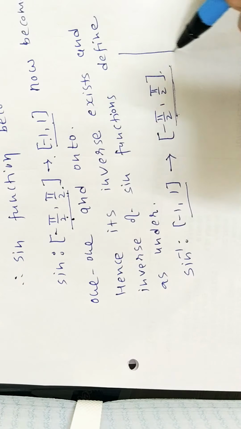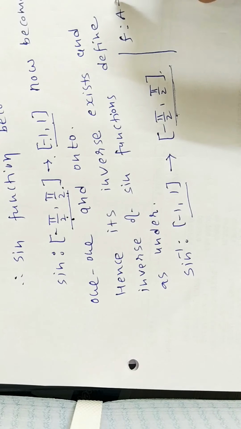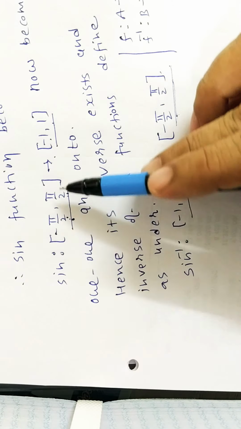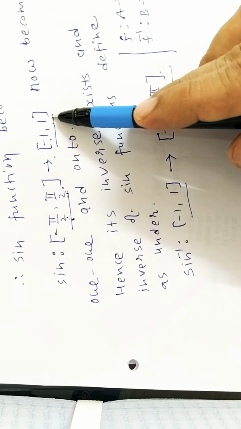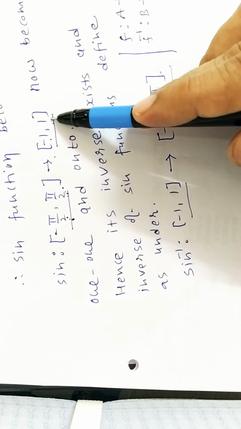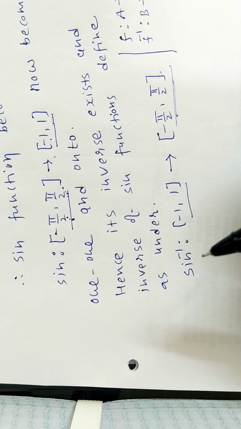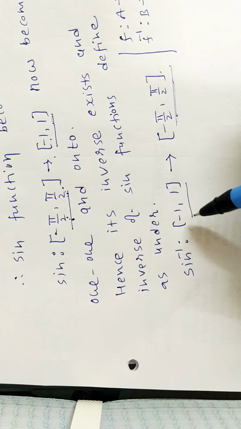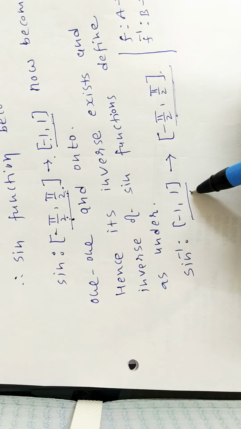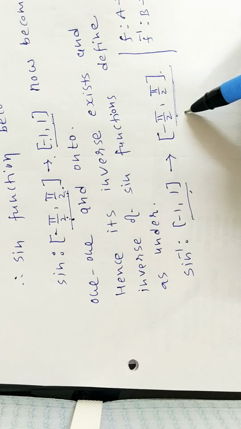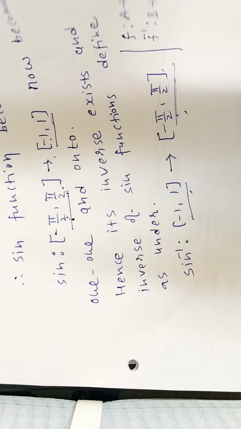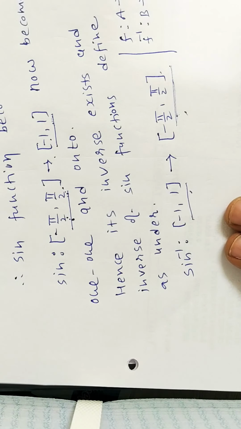If the function is f from A to B, then its inverse goes from B to A. Similarly, sine from minus pi by 2 to plus pi by 2 to minus 1 to plus 1 is 1-1 and onto. That is why its inverse, sine inverse, exists, and the domain of sine inverse is minus 1 to plus 1 and the range of sine inverse is minus pi by 2 to plus pi by 2. In this way, the sine function becomes 1-1 and onto, and its inverse can be obtained.